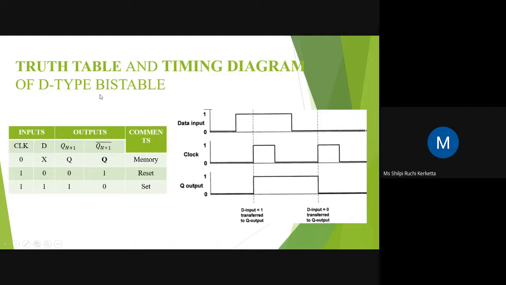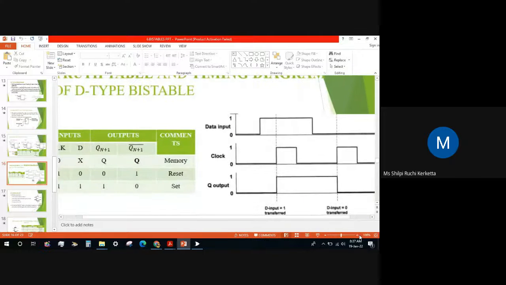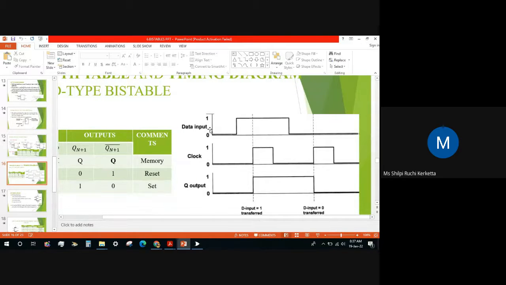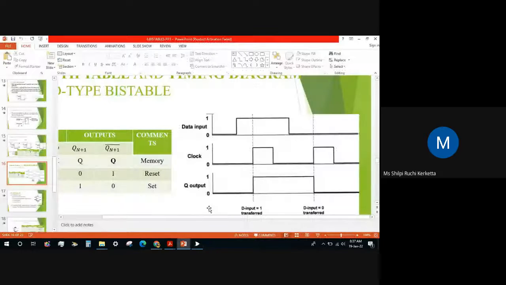So this is the truth table diagram for D bistable. Here I will explain this truth table. In the first condition, the data input, meaning the D input, is 0 and our clock is also 0. So we will put D as 0 and the clock also at 0. Q is the main output, so here we are getting Q as 0.